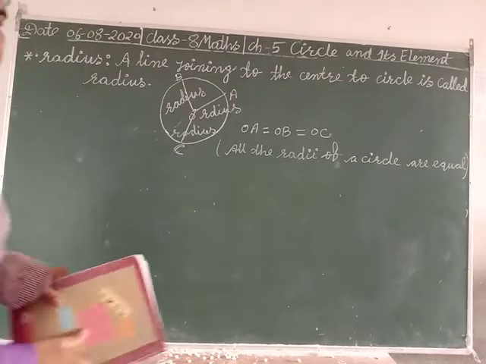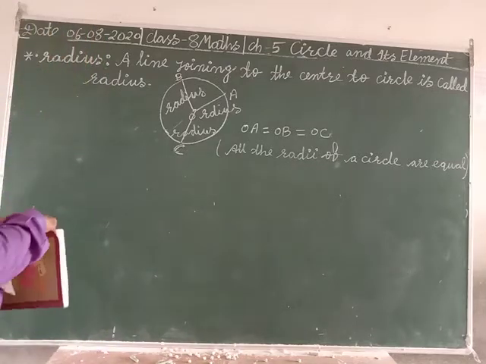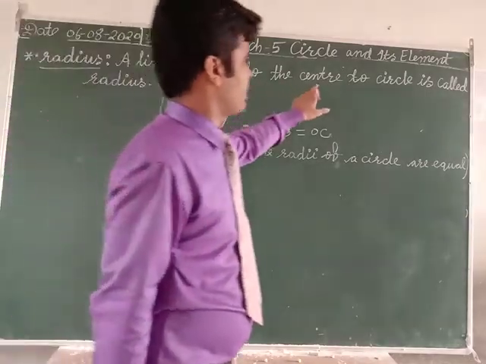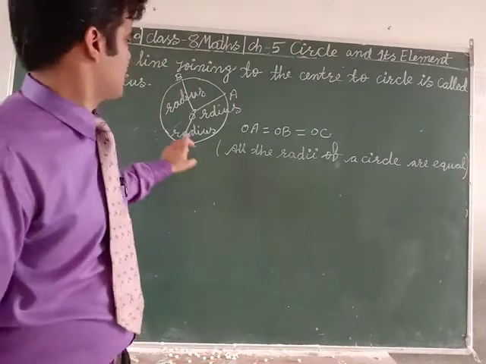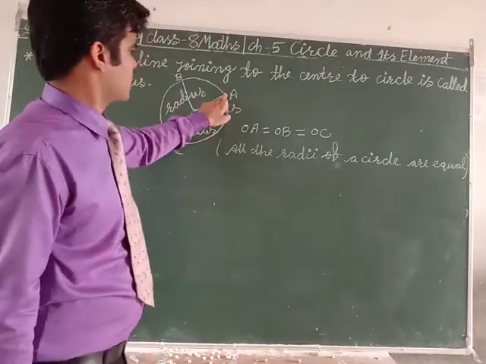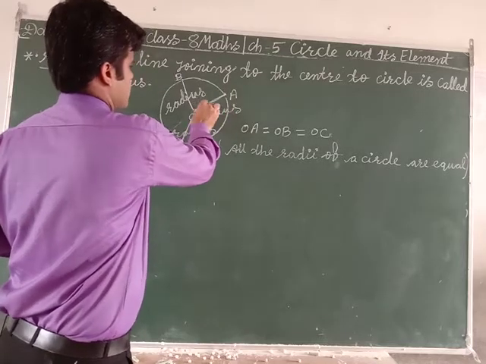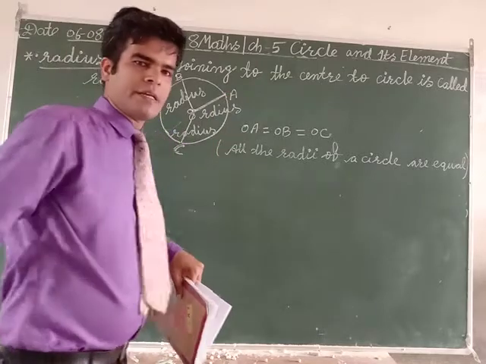Okay students, now we will discuss the first element of a circle, which is the radius. So what is radius? A line joining the center to the circle. Here is a center and this is the circle. So this line is joined from center to circle. So this is a point O and this is A. So OA is a radius.